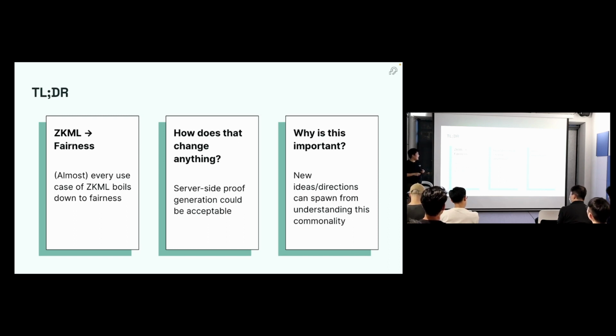But as just a TLDR of what I said, the hot tip today is that every single case of ZKML that we have thought about right now boils down to fairness, being like the same model applied to every user or every address. So what, if it's the same use cases that I'm mentioning, then why is it important?